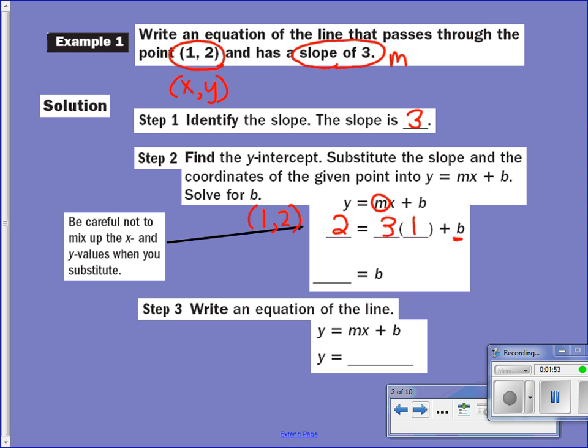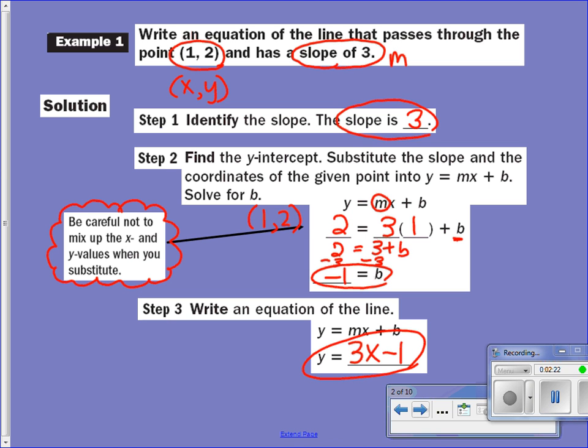Now do be very careful. Remember, the first number in an ordered pair is actually the x value, which is multiplied by slope. The second number in the coordinate is the y value, which is set by itself. So then all we have to do is solve for b. 3 times 1 is 3. Subtract 3 on both sides, and b equals -1. We have a value for slope. We have a value for y-intercept, and now all we need to do is write our equation. y = 3x - 1.